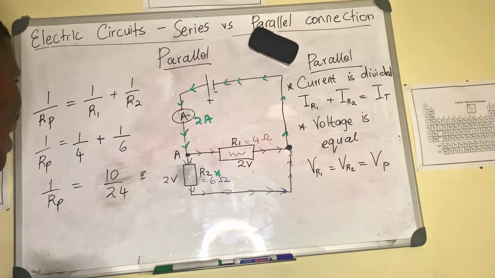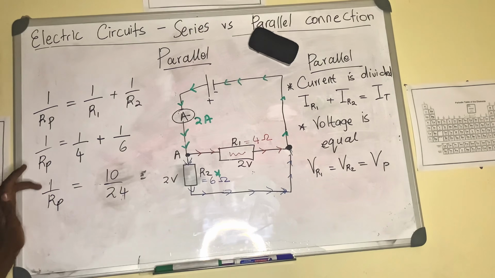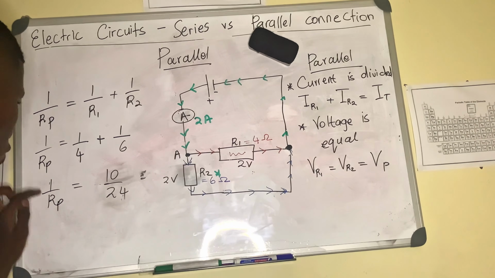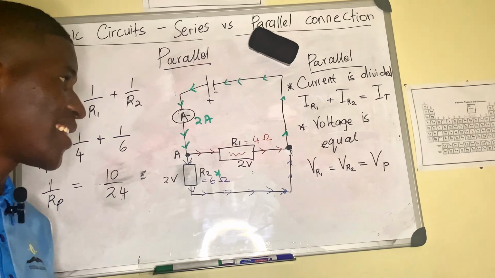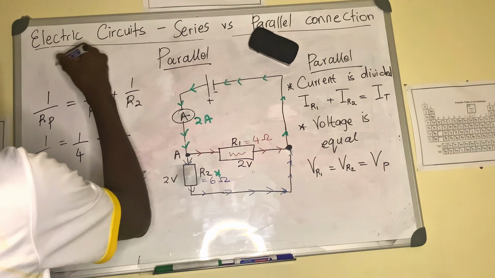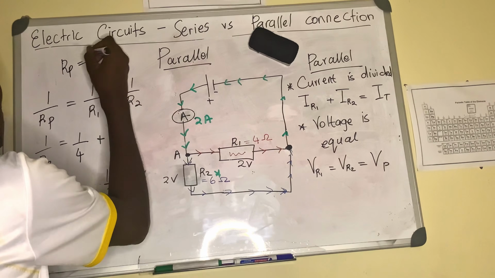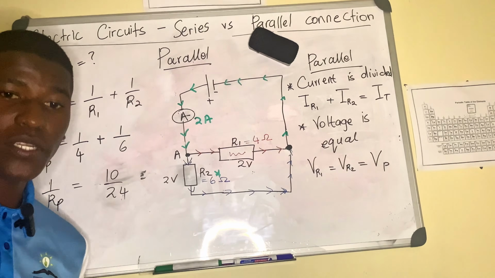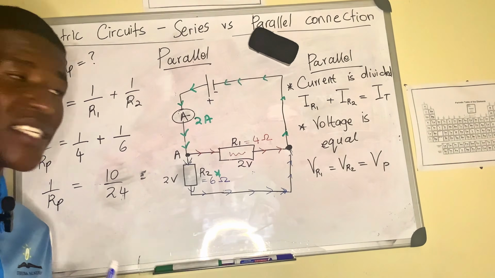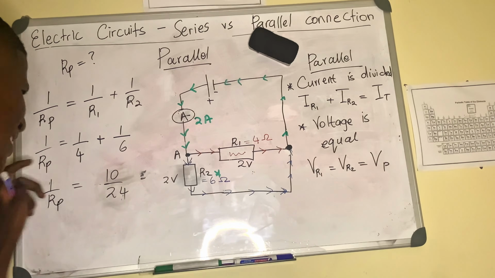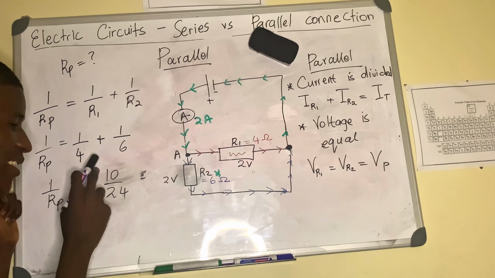But this is not your final answer, because here you can see this is 1 over R parallel. We are looking for R parallel, which is the total resistance, also known as the effective resistance. All right. So how do we find it? We have 1 over R parallel equals 10 over 24.